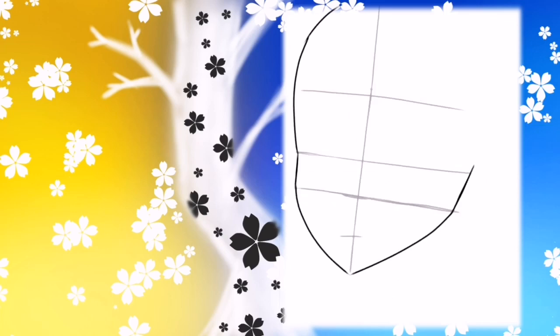To create the ears, use the 2 horizontal lines that are used for the eyes as the starting point and ending point of the ears.